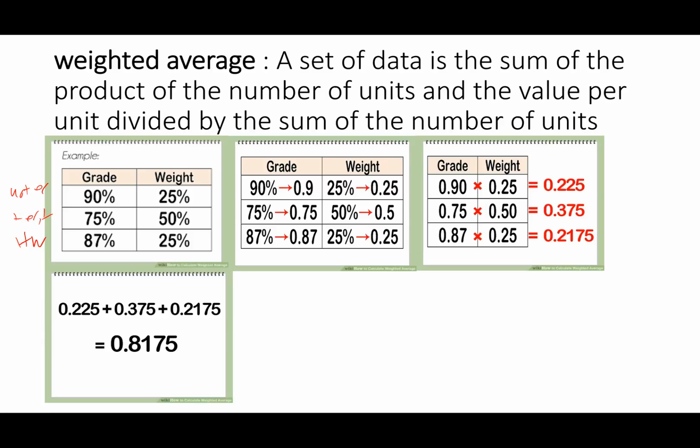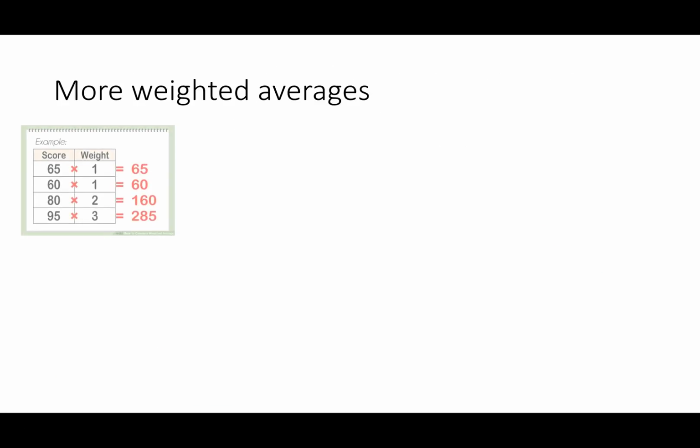From there, I would then add them all together. This means I would get an 81.75 in the class. That's what that would actually mean. So a little bit more on weighted averages.